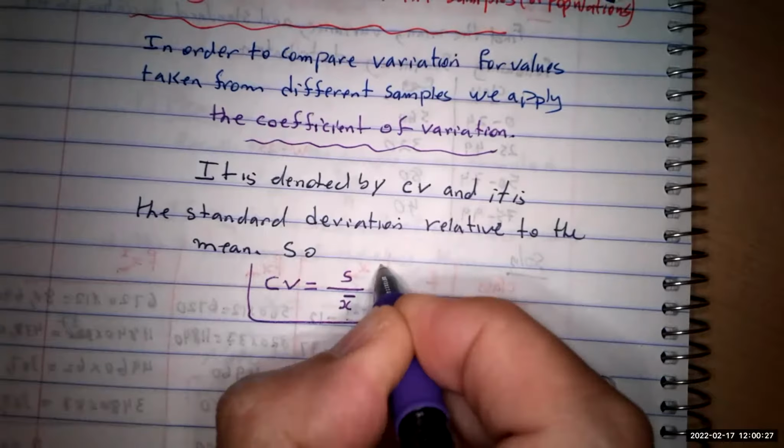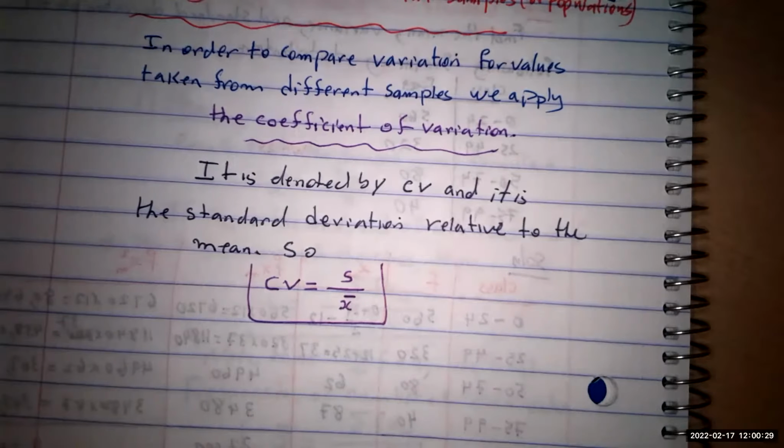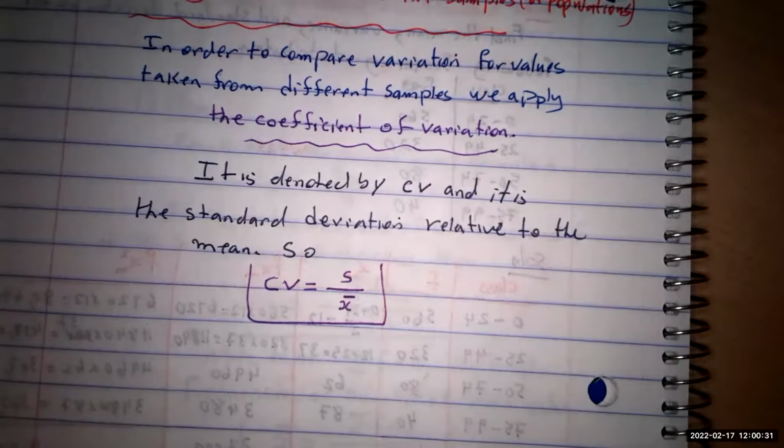I've seen some people flip this one when they want to give the result. They write X bar over S. This number must be less than 1. It's a decimal number. If you use X bar over S, you are not going to get that, and it doesn't make sense. This is going to be a decimal number, so you have to express it in percent. You multiply by 100 and add the percent sign, or move the decimal point twice to the right.